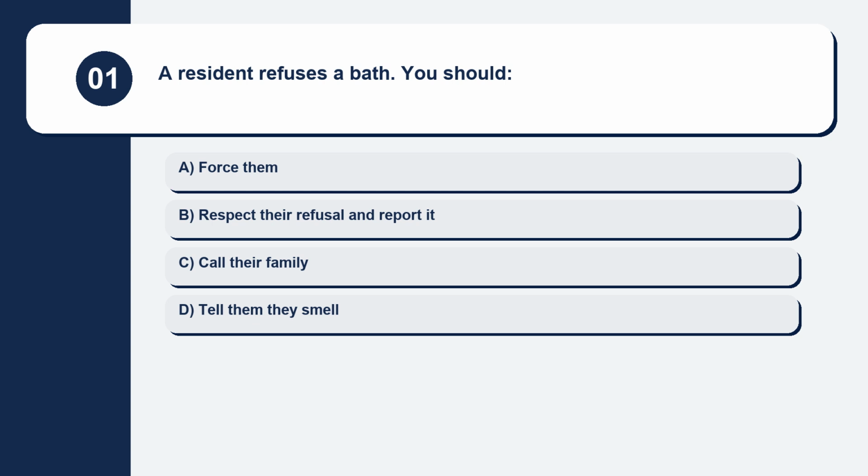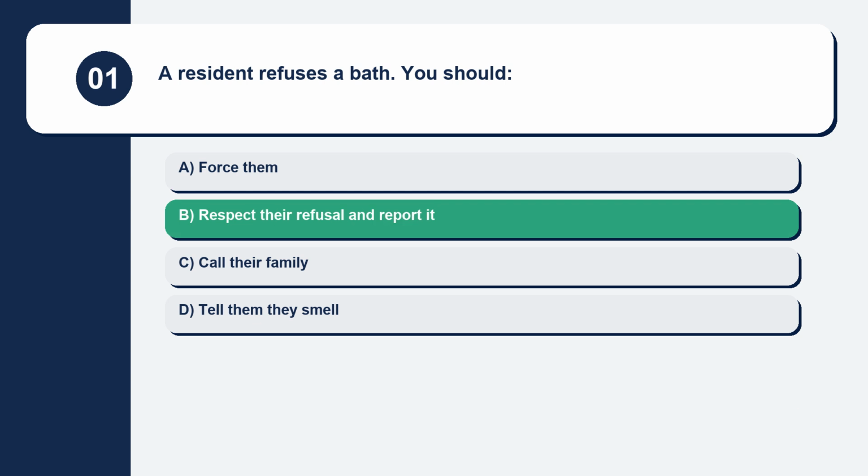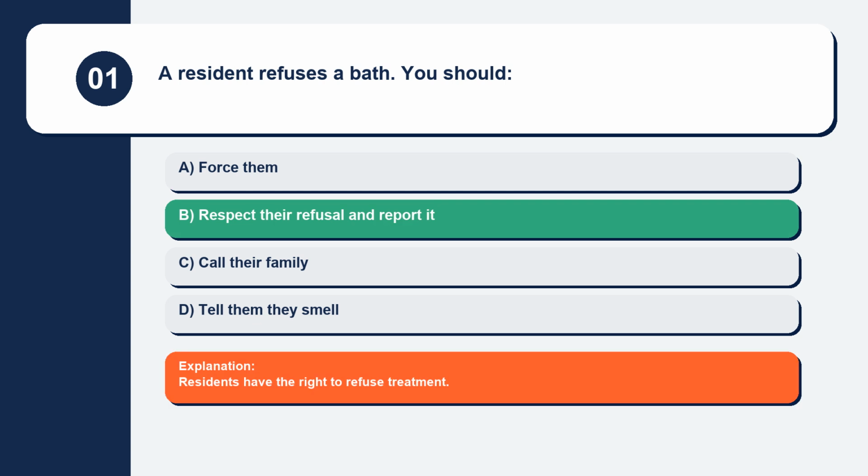Question 1. A resident refuses a bath. You should: force them, respect their refusal and report it, call their family, or tell them they smell. Residents have the right to refuse treatment.